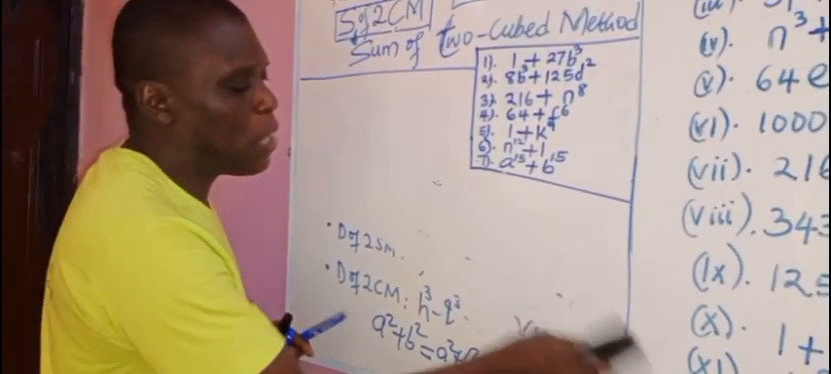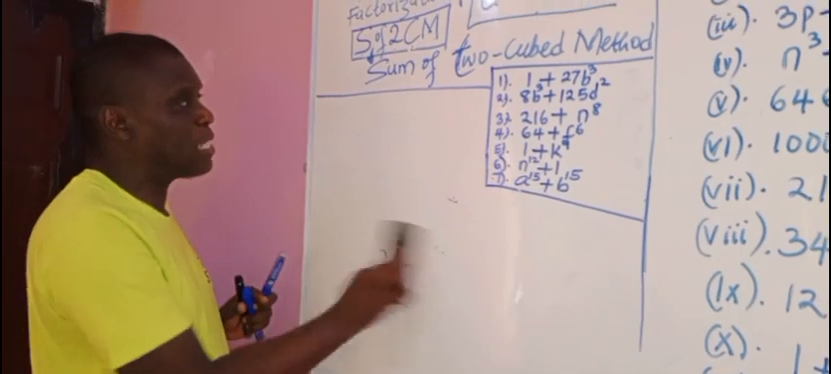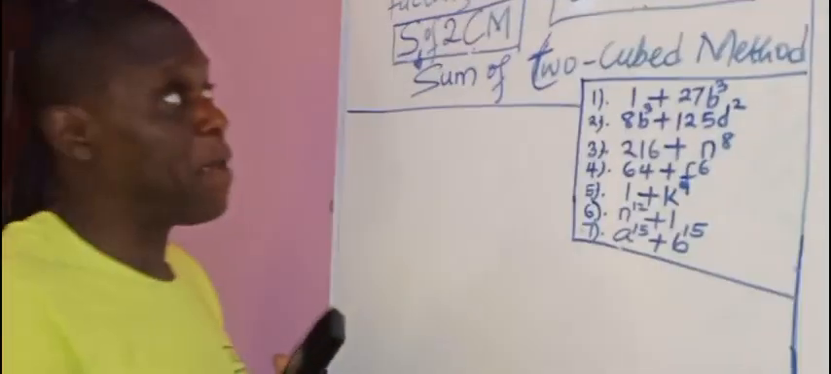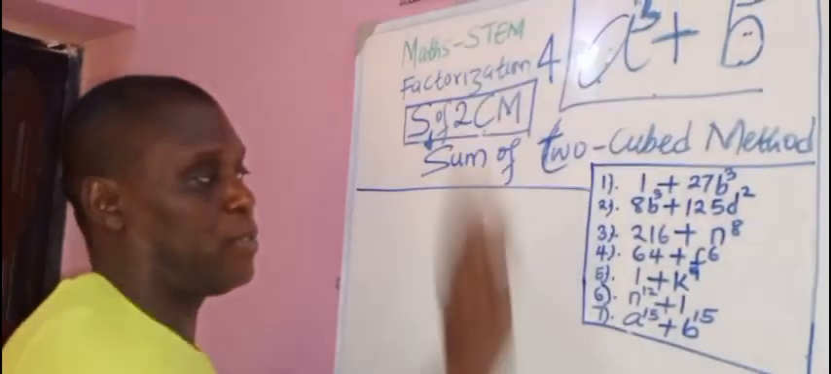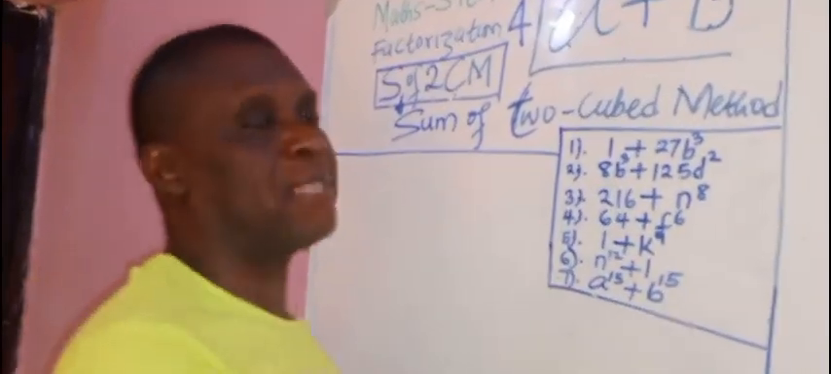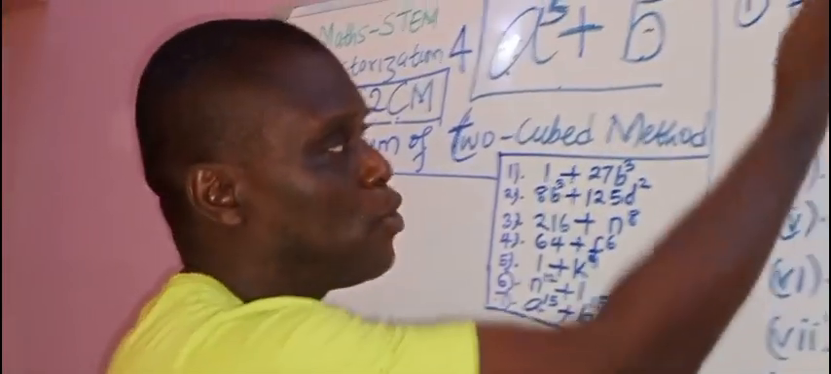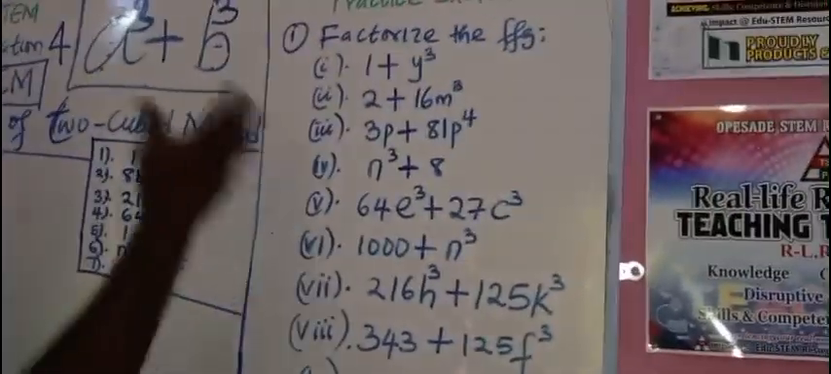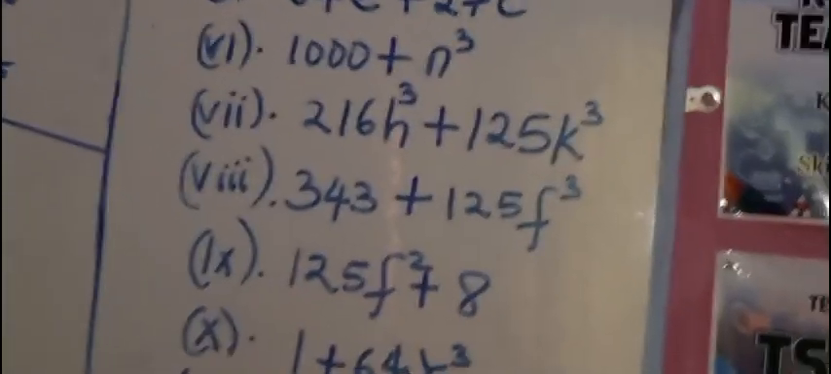Now today we are looking at sum of 2 cubes, meaning when you have 2 things raised to the power of 3 and separated by addition. So after this class, you should be able to factorize the following. I have about 12 problems that have to do with you applying sum of 2 cubes. Okay, you can see them. Please, camera person, help me put it there for them to see.